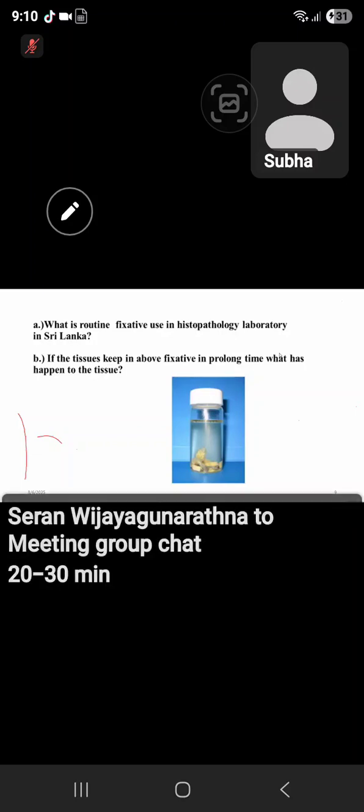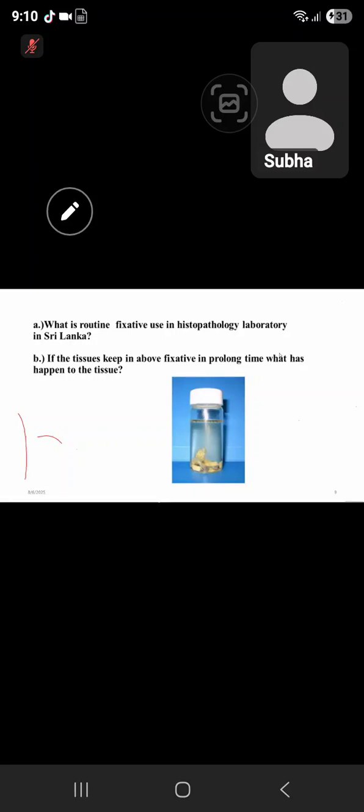So what is the correct time duration? It depends on the size of the specimen. For a small specimen, at least the specimen should be fixed for 6 hours. The minimum 6 hours up to 72 hours. That is the time duration. Am I correct? 6 to 72 hours.